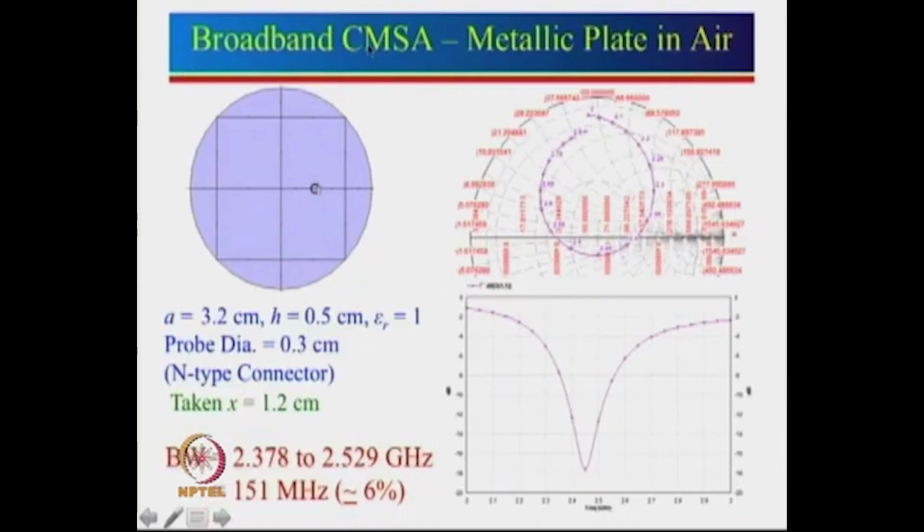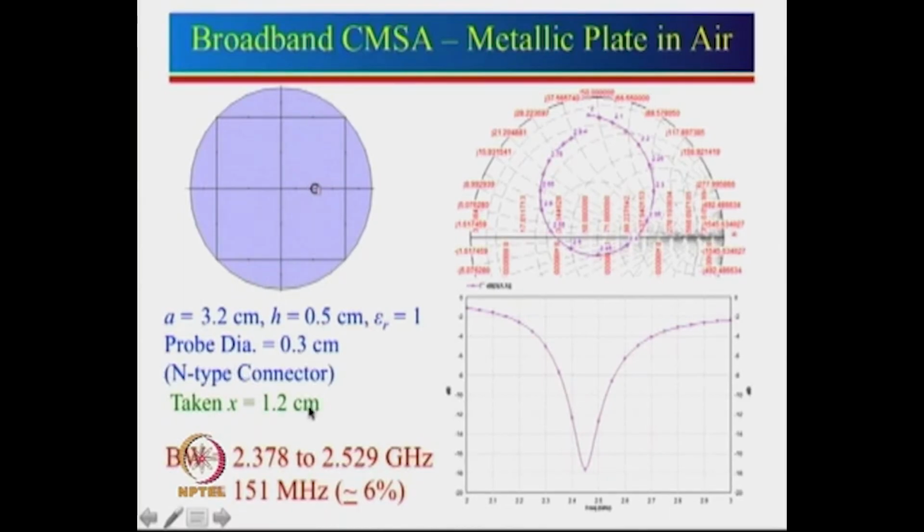So now we can actually design a broadband circular microstrip antenna. That is nothing but realized by a metallic plate in air. Here we have taken A equal to 3.2 centimeter, H equal to 0.5, epsilon r equal to 1. In fact, we have designed this to cover the Wi-Fi frequency range. We know that Wi-Fi is from 2.4 to 2.483 gigahertz. Over here we have taken an N-type connector, and the probe diameter is 0.3. We have taken X as 1.2.